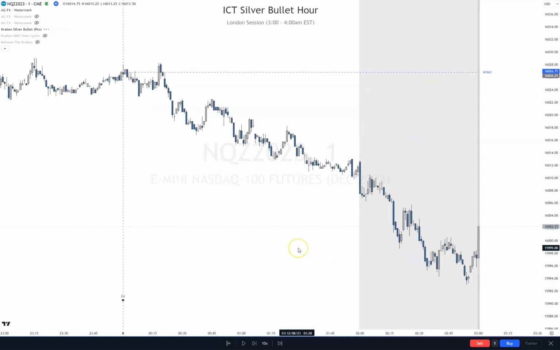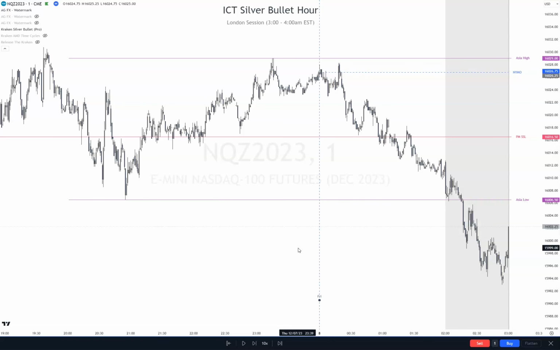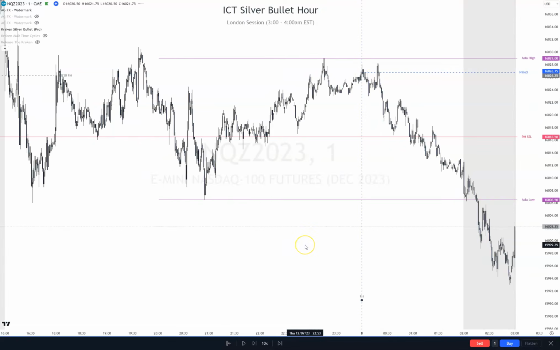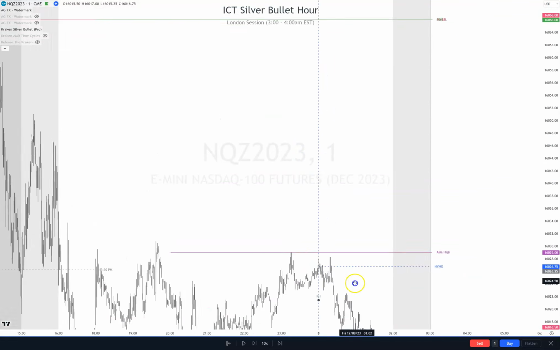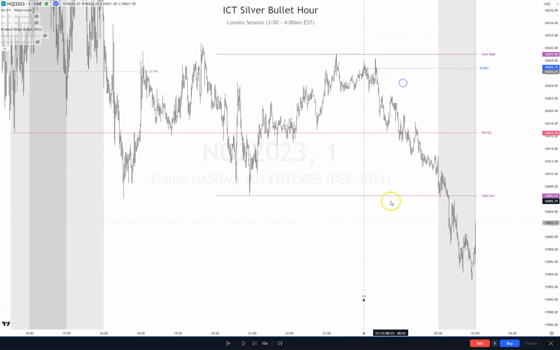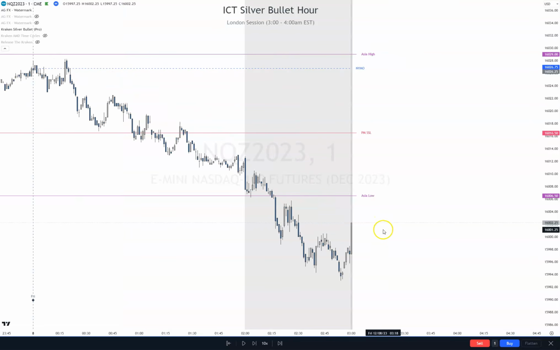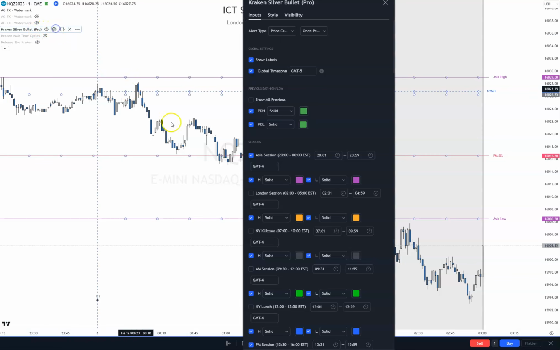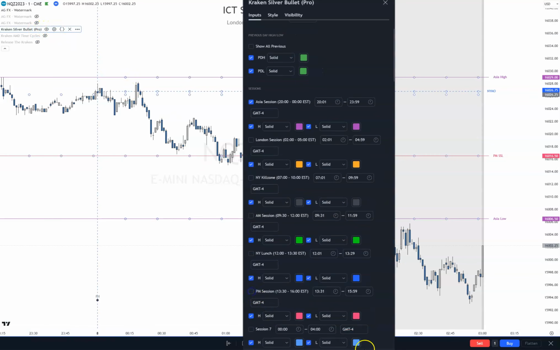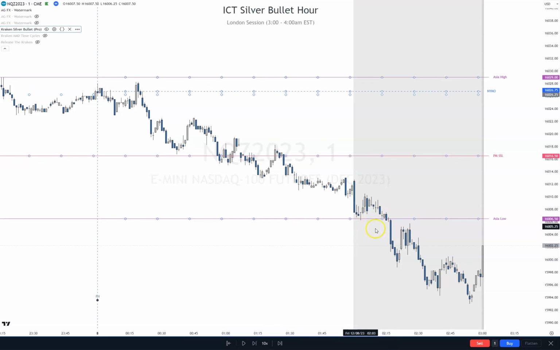See where these will line up. Okay, well, PM sell side obviously has been taken. Buy side's probably way up here. Yeah, don't really care about it. All right, so we can take off PM. Obviously, we just took out the Asia low, so I'm going to leave that on.